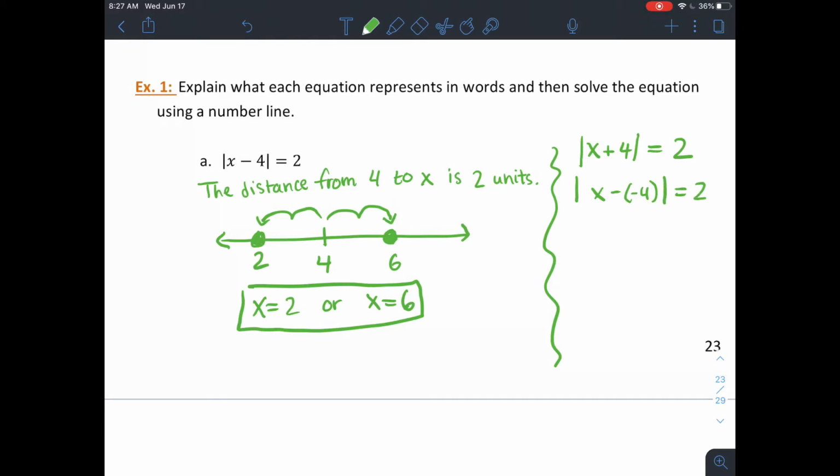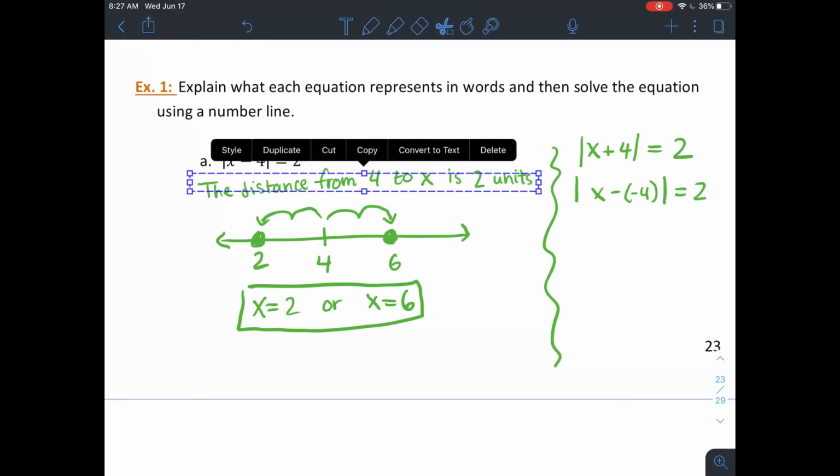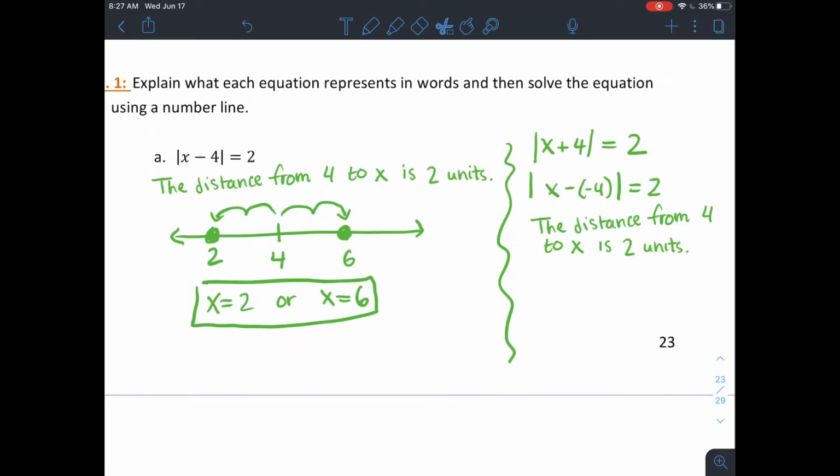So like x plus 4, the absolute value of that is the same thing as the absolute value of x minus negative 4. So if I'm solving this one, this x plus 4 absolute value being equal to 2 really says the distance between negative 4 and x is equal to 2 units. So that would give you x equals negative 6 or negative 2. Rewriting your addition as minus a negative is a good place to start with on those.